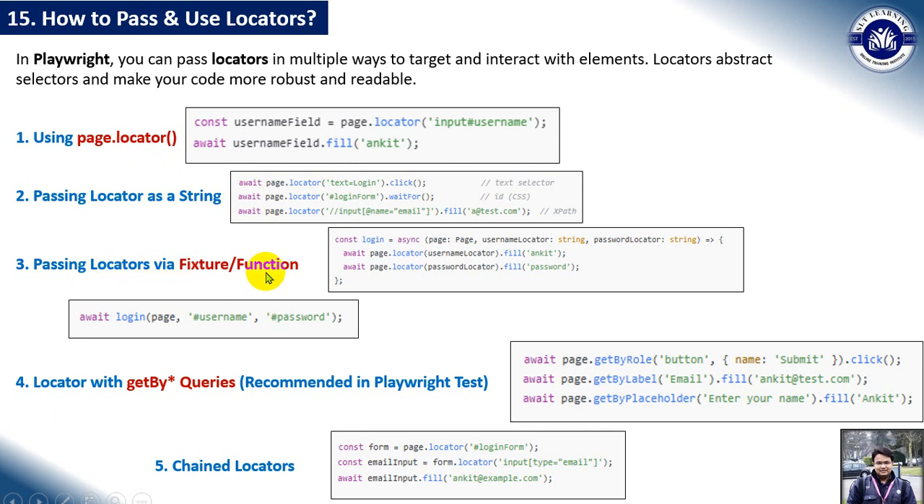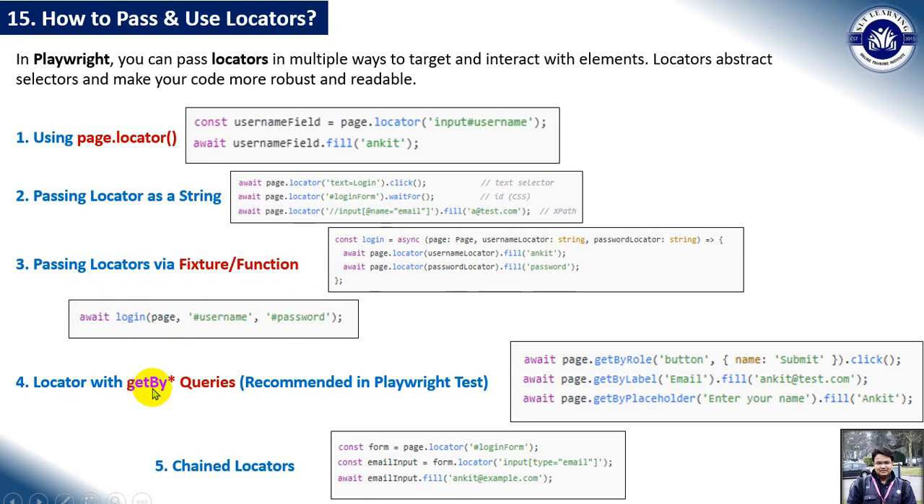Passing locator via fixture or function, right? So suppose you are writing this constant login is equal to page, and over here you are passing the locators. You see you are creating one async method for the page fixture, and you are passing these two locators, username and password, and then you can use in your method this way: locator username fill Ankit, and locator password fill password. And this is how you can call this method. You see, await login method, and page, that particular is the fixture, and then the two locators, this username is a locator and password is a CSS selector, and this is how it will work.